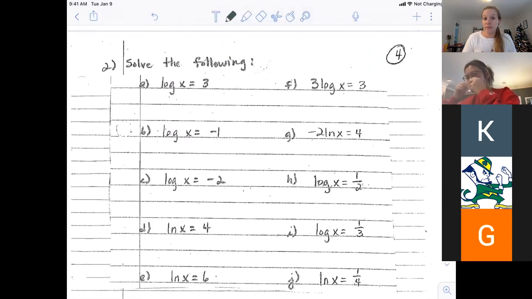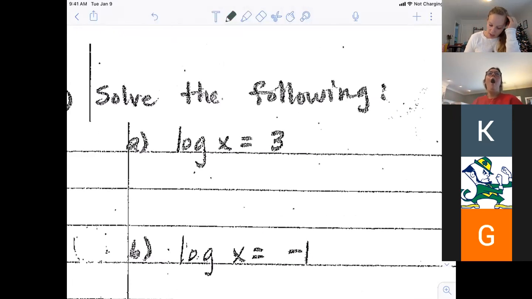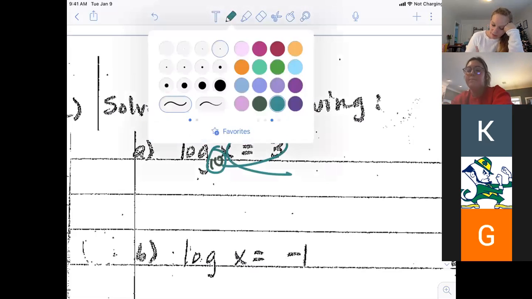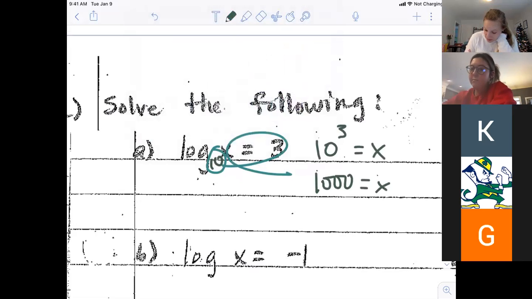These are very, very similar, but now my x is in a different place. So I'm still doing my log roll. I've got log of x equals 3. I don't have a base, so I'm going to write 10 in for my base. I'm still going to log roll. But instead of having my x as my exponent, now x is my answer. So I'm doing 10 to the third equals x. And I just have to solve 10 to the third, and that's my answer. So 1,000 is x.